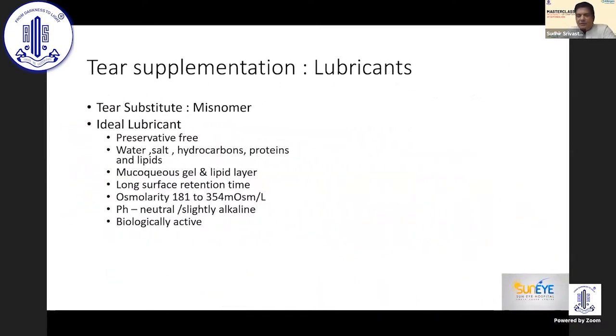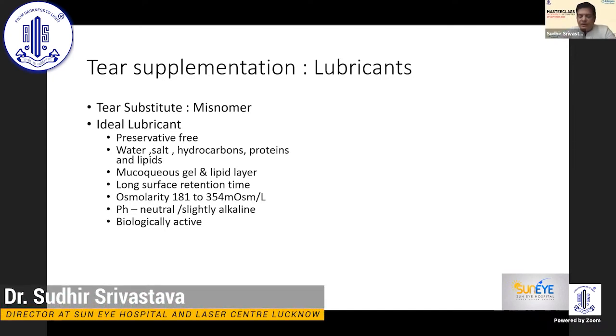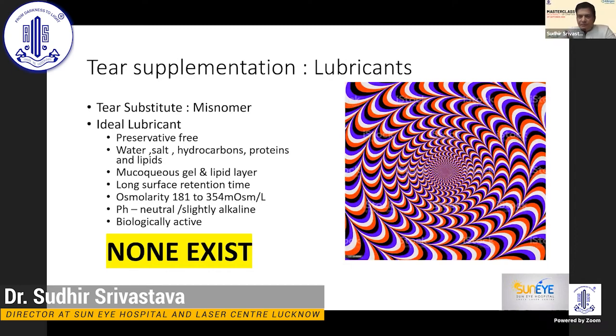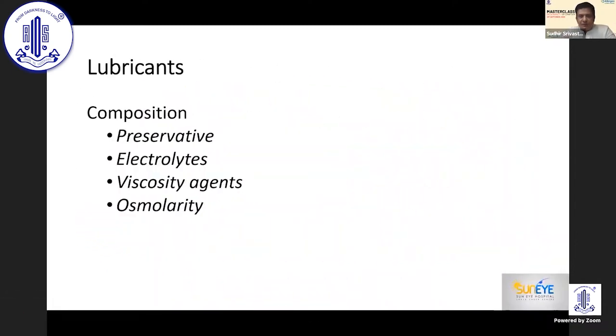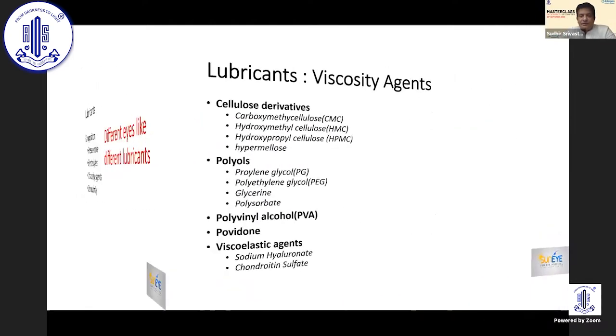Supplements is absolutely a misnomer, because there is no tear substitute available. Ideal lubricants must be preservative free. They must have water, salts, hydrocarbons, proteins, and lipids, and a long surface retention time. Osmolarity should be low, pH should be neutral or slightly alkaline, and they must be biologically active, but none exist. So it's an illusion. Our lubricants have preservatives, electrolytes, viscosity agents, and osmolarity agents. So for different problems we need different kinds of lubricants.